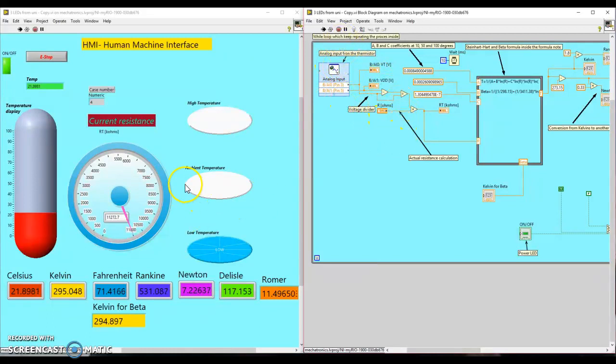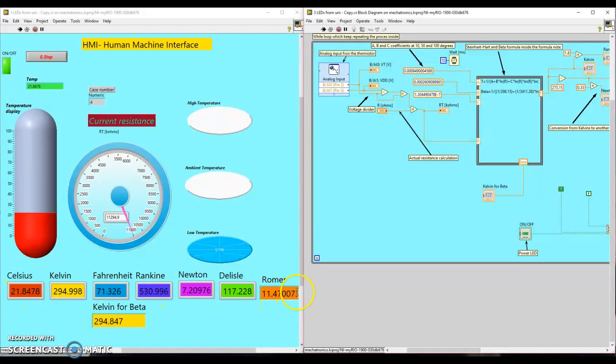On the left hand side we can see pretty much the control and monitoring system with our on-off button, our emergency stop to terminate the program. We've got our temperature display, also a digital version. We've got our current resistance gauge or indicator, and also three LEDs representing low temperature, ambient temperature and high temperature. Right below here we've got our temperature SI units, different ones.